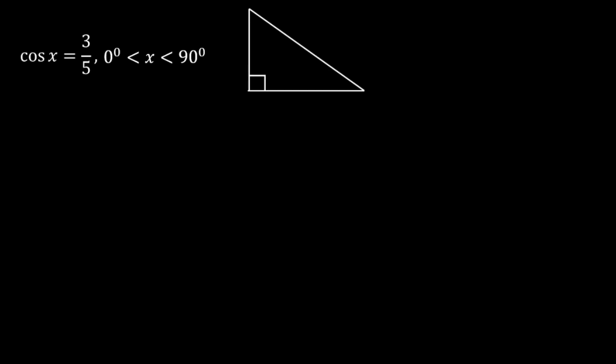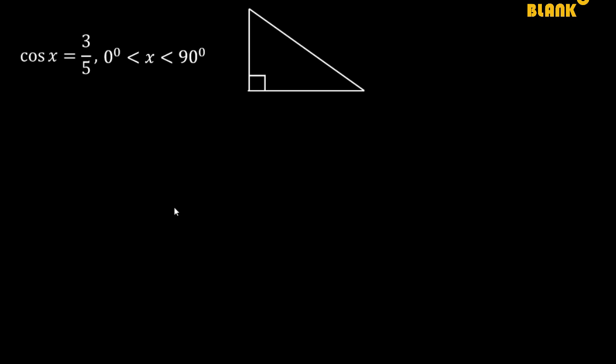Okay, so let's move on with the solution. So we have cos x equals 3 over 5 with the angle 0 degrees less than x less than 90 degrees. It means the triangle is going to be a right angle triangle, because we have 0 degrees less than x less than 90 degrees. So the type of triangle that we're going to work with is a right angle triangle. So there we have the right angle triangle.